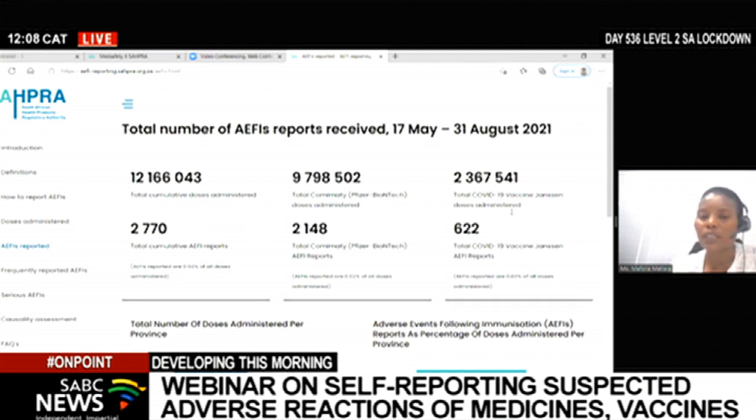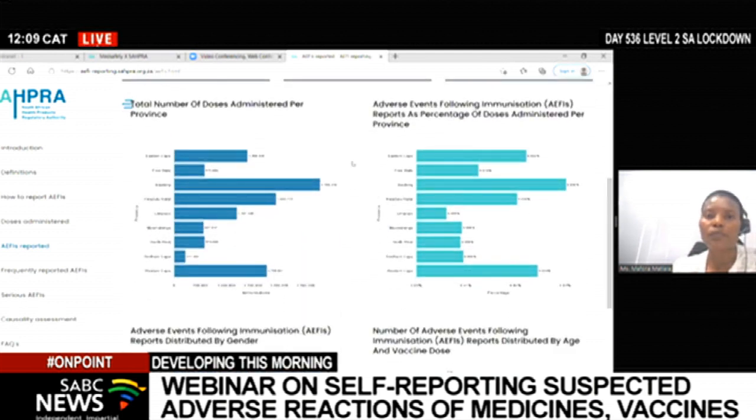And we also stratify the information per vaccine. This is for Comirnaty and this is for Janssen. As you can see, the percentages are more or less the same. As you go down this page, we have the number of doses administered per province, as well as the percentage per province. For instance, in Eastern Cape, only 0.02% of the vaccine has reported adverse events out of 1,389,343. This is the percentage of the total doses administered per province.